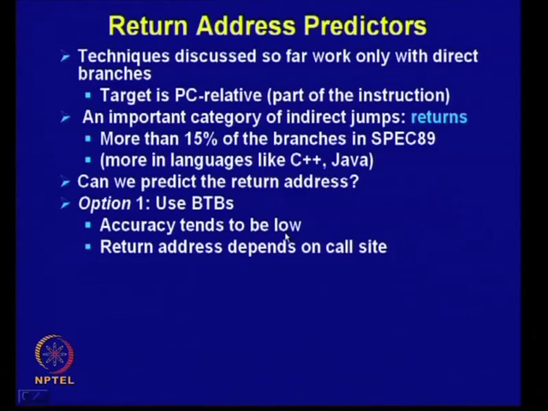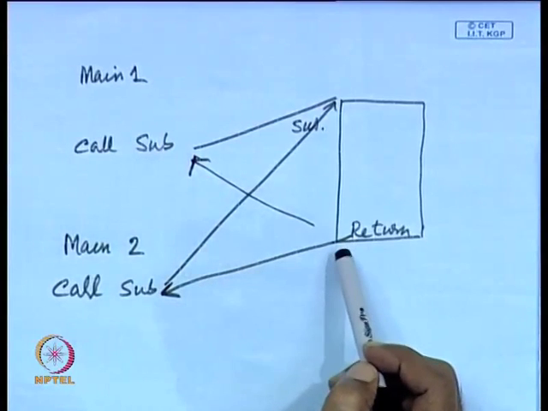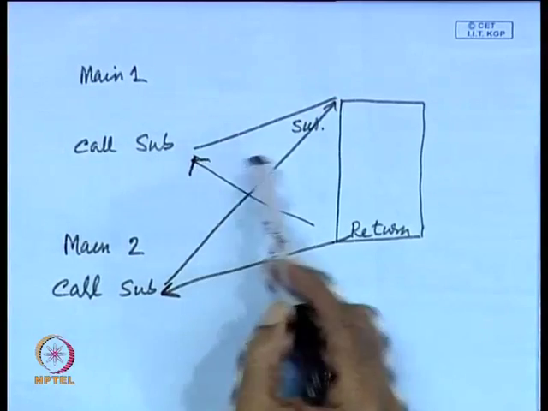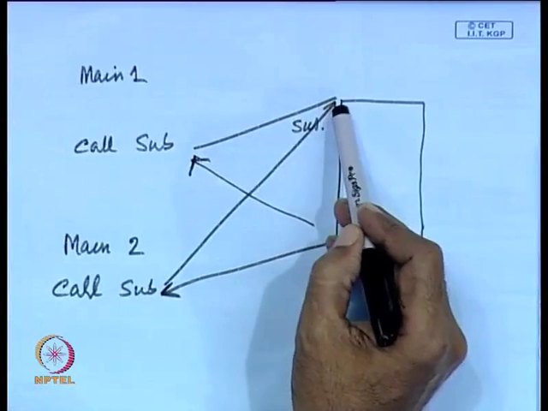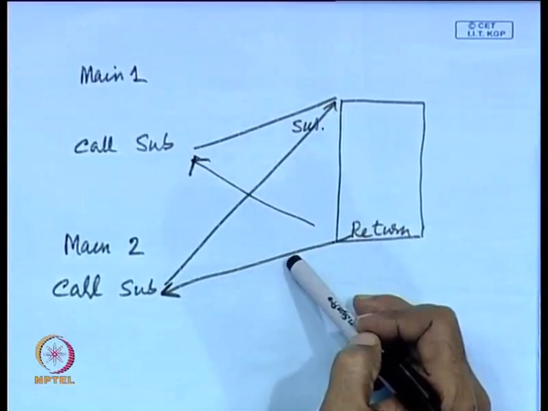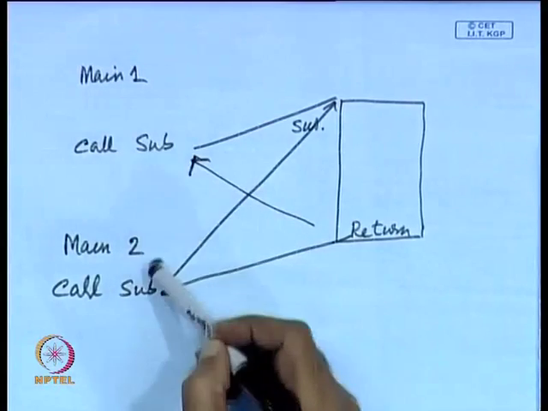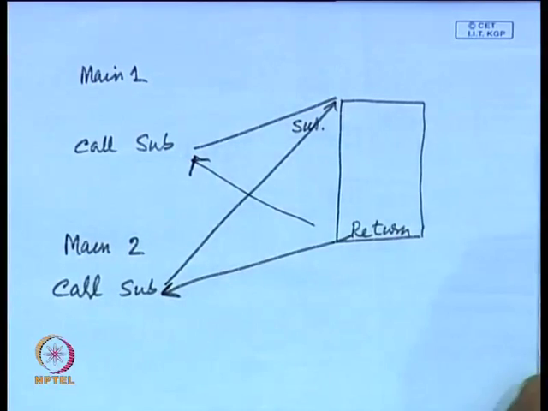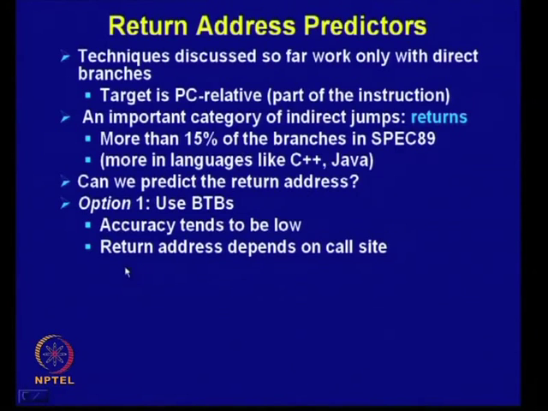Accuracy tends to be low. The reason for that I have already explained. Say the return address cannot be stored, as it will not correspond to a particular branch PC. That means it can be dependent on which particular program is calling this subroutine, and return has to take place to different points. So the return address depends on the call site. The call site can be different for different instances of the call of a single subroutine.